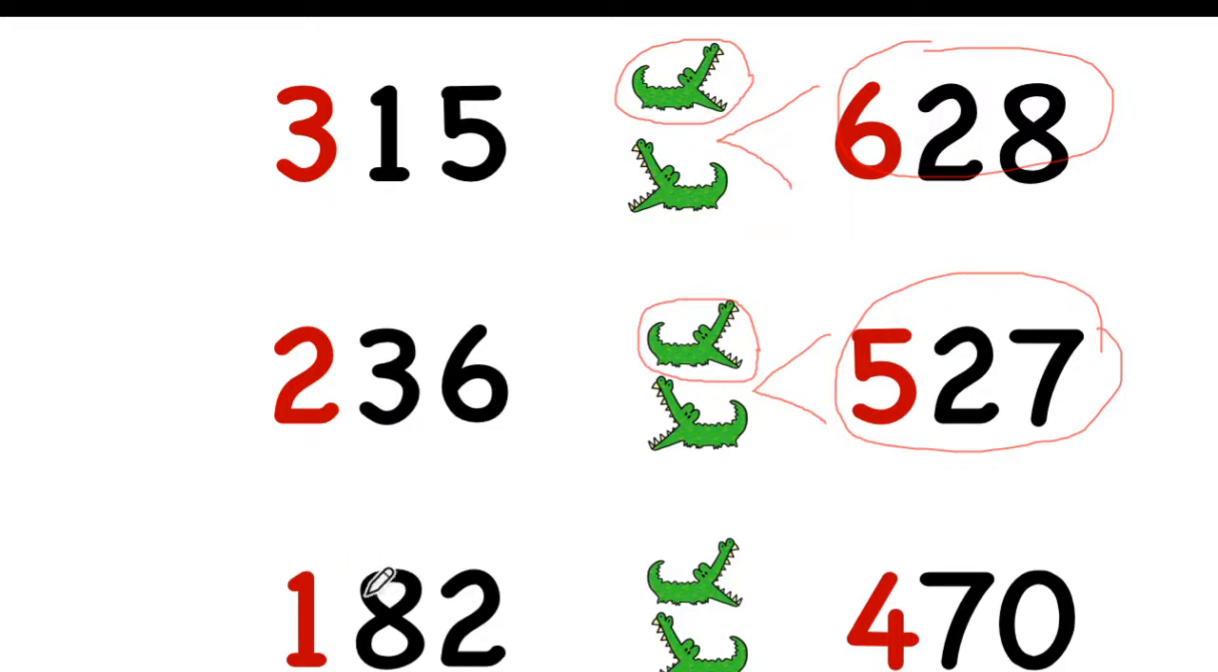Now we have 182 and 470. We have 100 and 400. 1 and 4. Which one is the greater hundreds digit? 1 or 4? 4 is greater. That means this number is the greater number. Which crocodile will eat the greater number? First or second? The first one again. So which sign will we use? The same sign as the crocodile's mouth. And that's once again the less than sign. We will read 182 is less than 470.